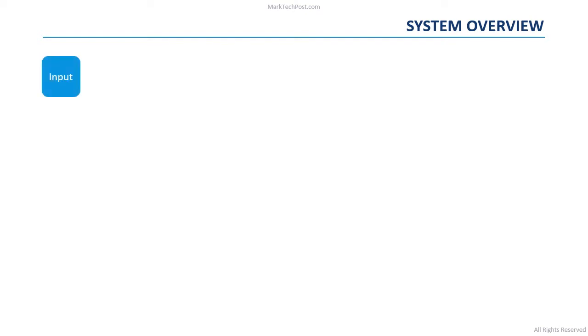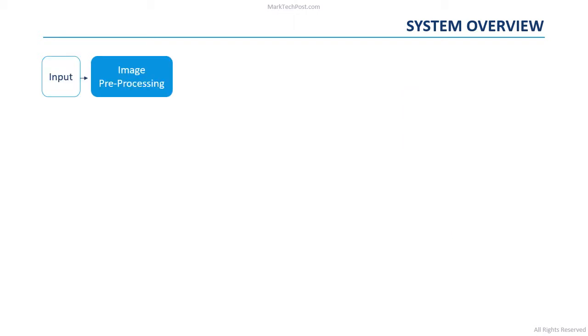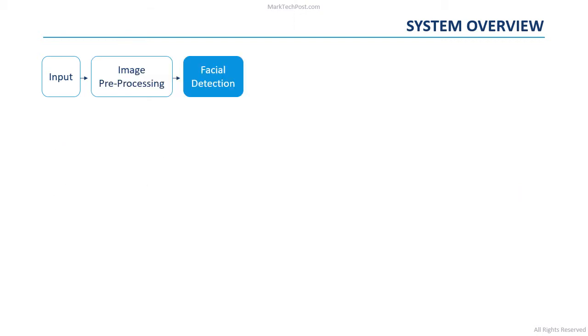As input, it receives the rectangular images of the dataset. Each image is then preprocessed. A Gaussian filter is applied to reduce the image noise, while the contrast-adaptive histogram equalization technique is exploited for contrast enhancement. Hence, the system has to detect the face within the preprocessed image.